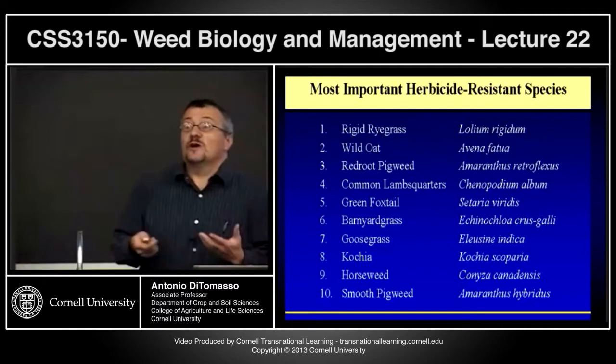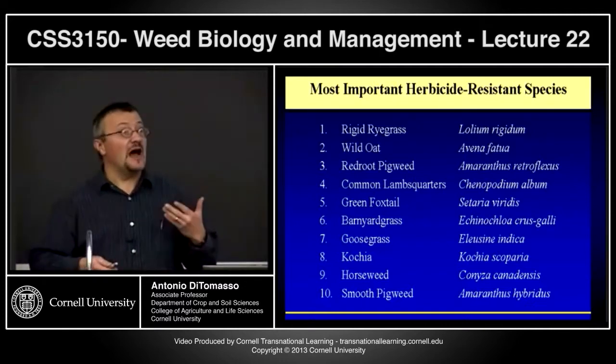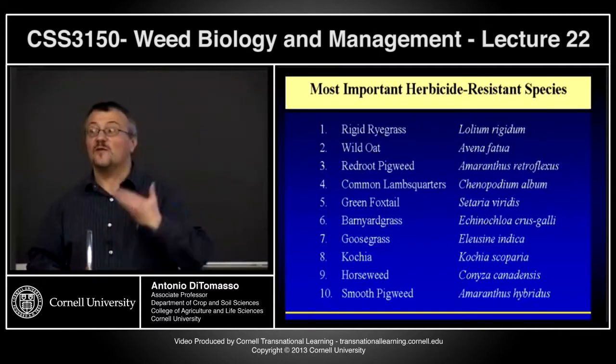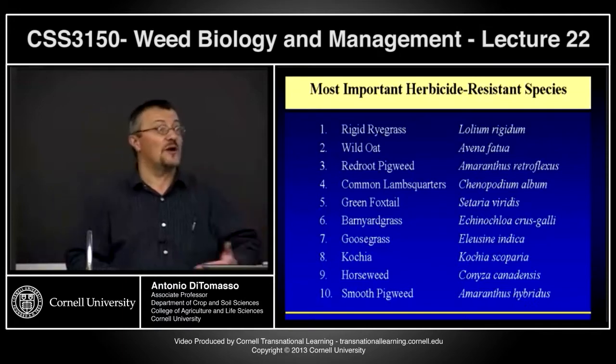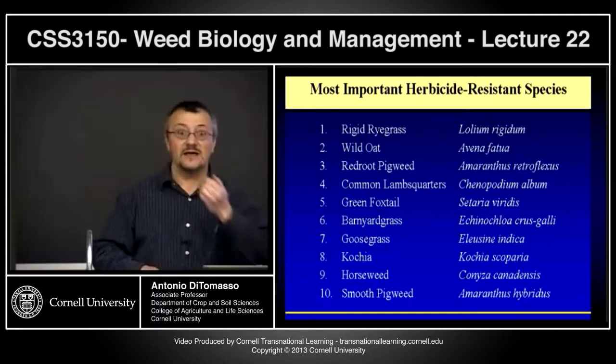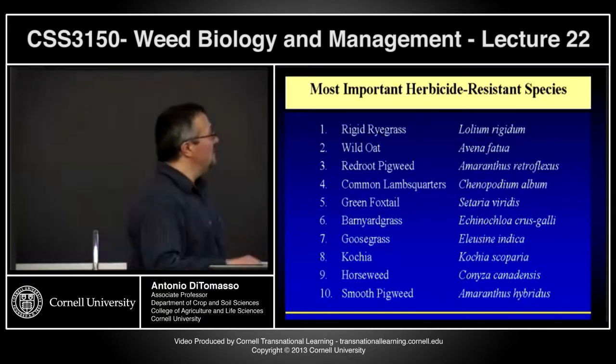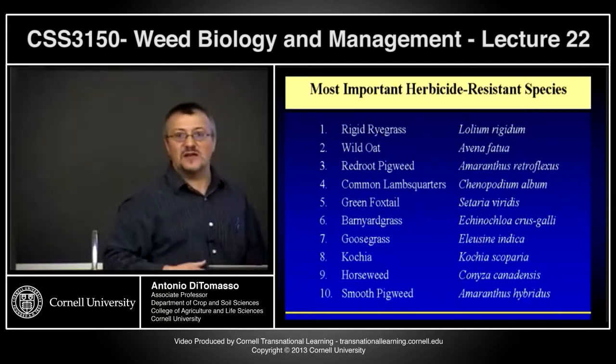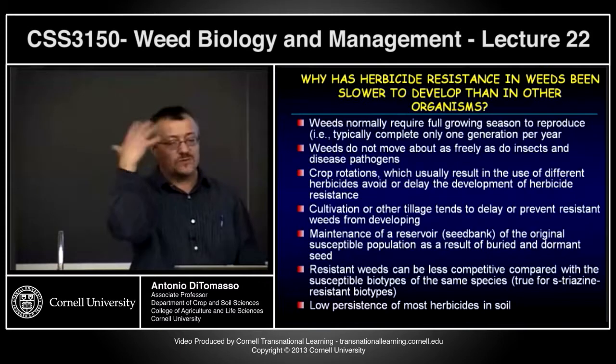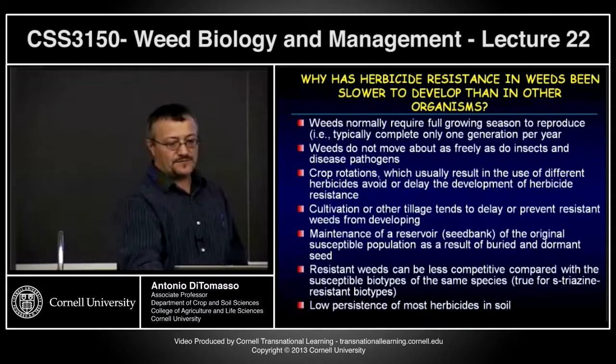So the question you have to ask yourself is, am I likely to get resistance development faster in an annual cropping system where I'm tilling, than in, say, an orchard type situation where I've got permanent crops? So again, I'm not going to ask you to give me the number 8 species that's resistant, but just understand.